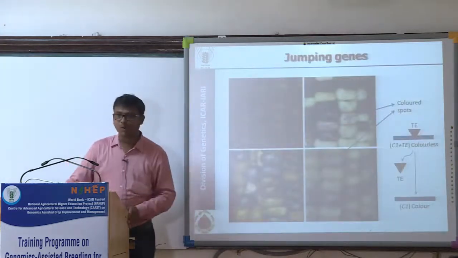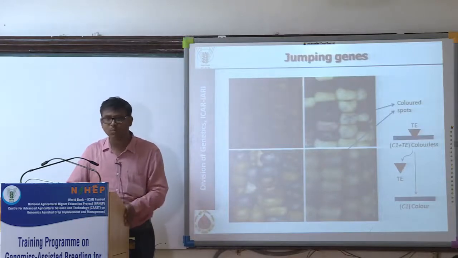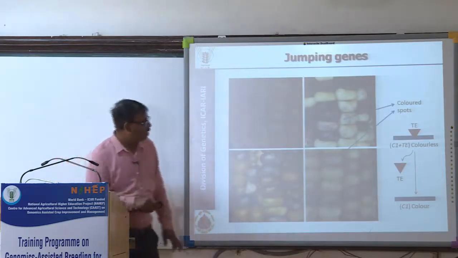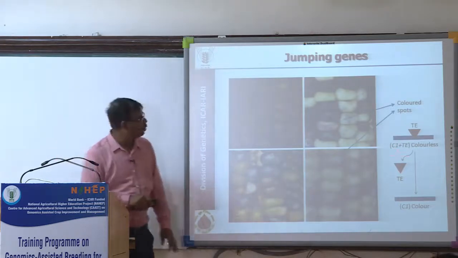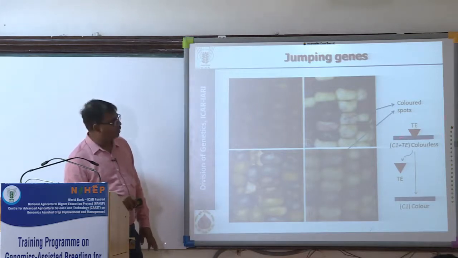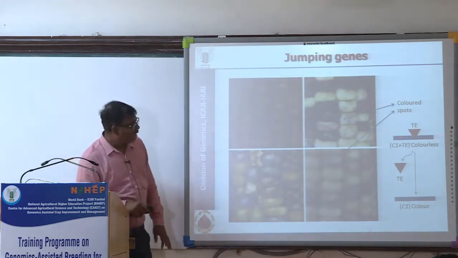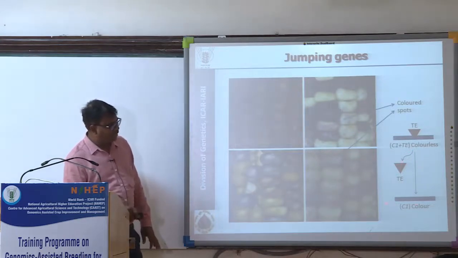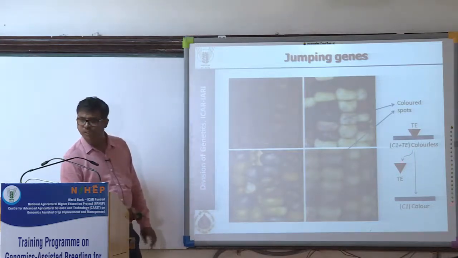Jumping genes. We all know that McClintock was the one who basically discovered jumping genes. Now, here you see there is a gene called C1, colored one. But that colored one gene was interrupted by a transposable element called TE, so it becomes colorless. And in some of the cases during cell division, the transposable element comes out and therefore the C1 gene function is restored. So, it should be colored.